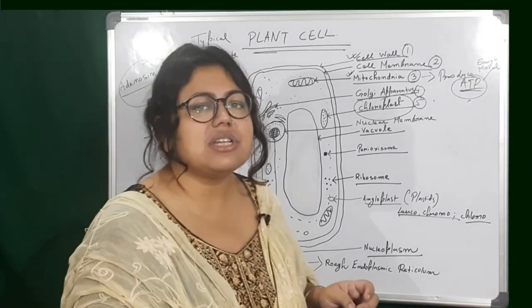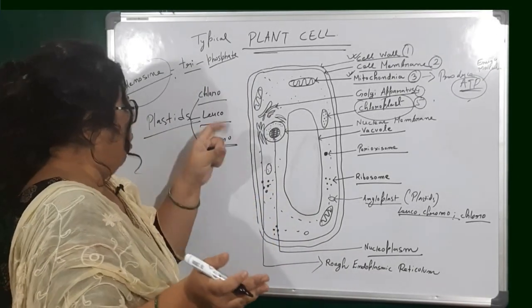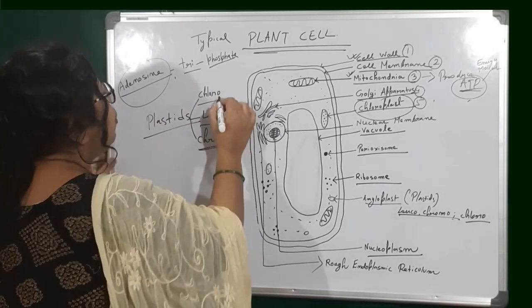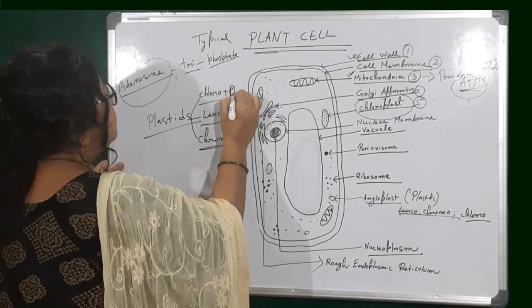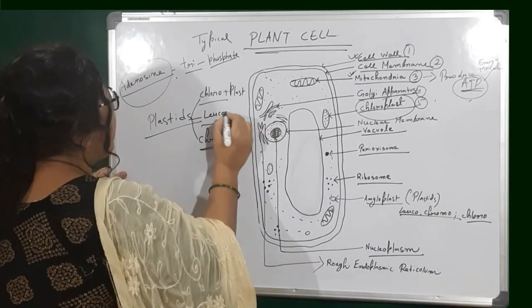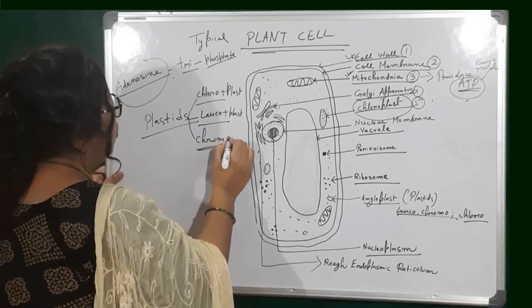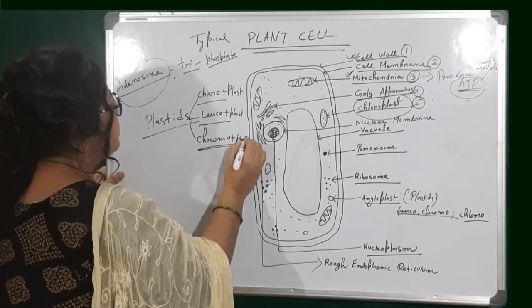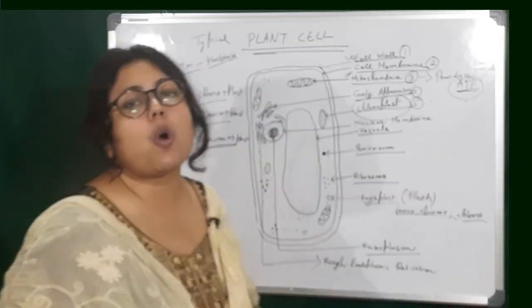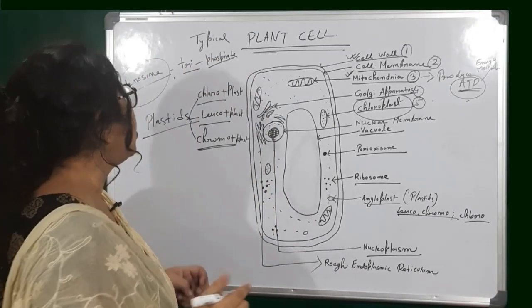So chloro, leuco, chromo, and with that you add a common name, plast. Chloro plus plast becomes chloroplast. Leuco plus plast becomes leucoplast. Chromo plus plast becomes chromoplast. Now what are these things? Let's have a quick definition.